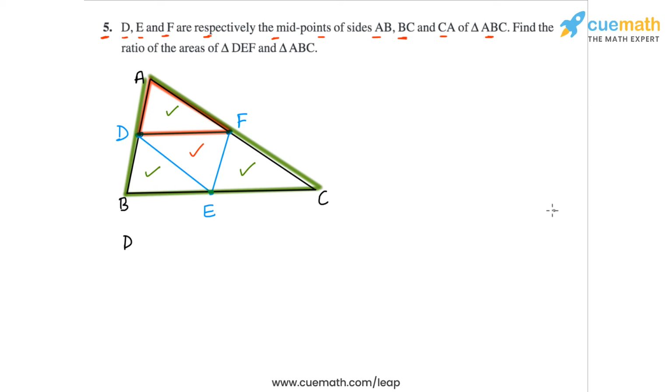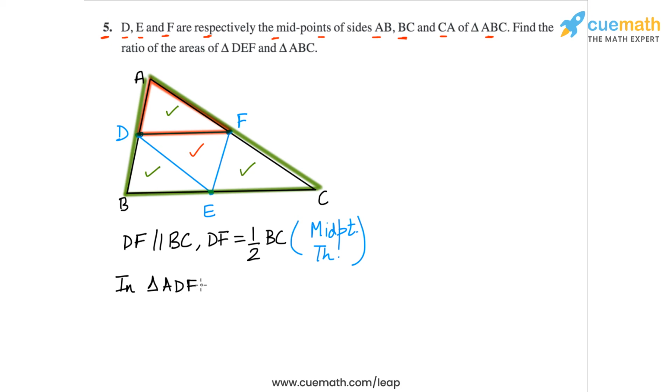So we are basically comparing the triangle ADF and ABC, and to show that they are similar, we make use of the midpoint theorem once again. So we say that DF is parallel to BC, and also DF is equal to half of BC, correct? Because this is basically the midpoint theorem. Okay, and now if we compare the triangles ADF and ABC, how can we show that these two triangles are similar?